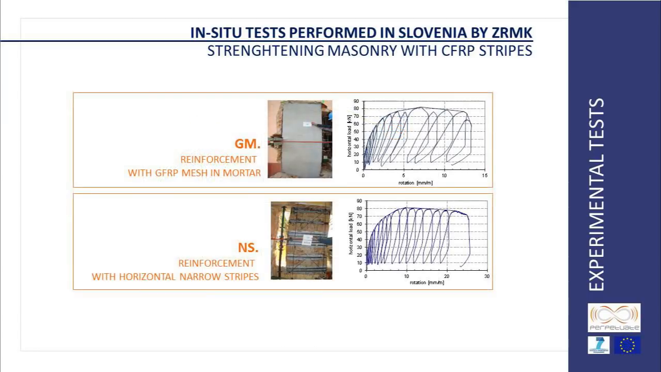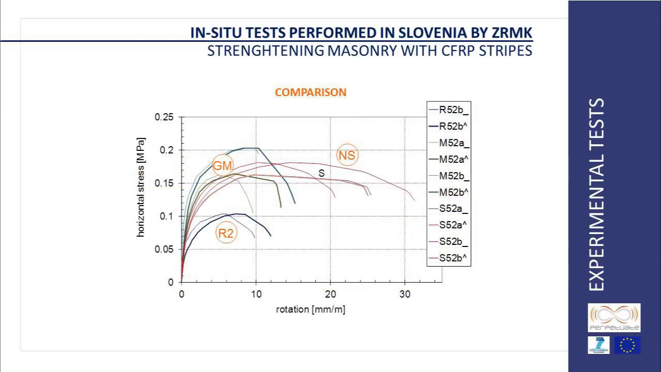In the second building, sited in Slovenia, the reinforcement with glass fiber mesh and carbon fiber narrow horizontal stripes has been considered. The results obtained show that the glass fiber mesh meaningfully increased the shear strength of the wall, but only slightly increased its lateral displacement capacity. The carbon fiber narrow horizontal stripes increase both the strength and displacement capacity and are therefore preferable.